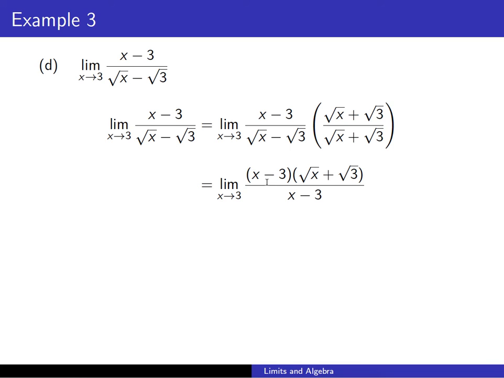We have x minus 3 in the numerator as a factor, x minus 3 in the denominator, so divide those out to 1. So we have the limit as x approaches 3 of the square root of x plus the square root of 3. Now if we do direct evaluation, we'll get the square root of 3 plus the square root of 3, which gives us 2 square root of 3, or about 3.5.